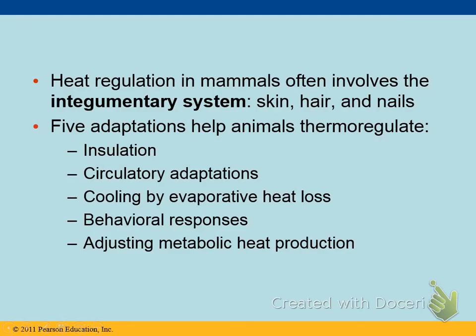Heat regulation in mammals often involves the integumentary system. Integumentary system: skin, hair, nails. Five adaptations help animals thermoregulate: insulation, circulatory adaptations, cooling by evaporative heat loss, behavioral responses, and adjusting metabolic heat production.